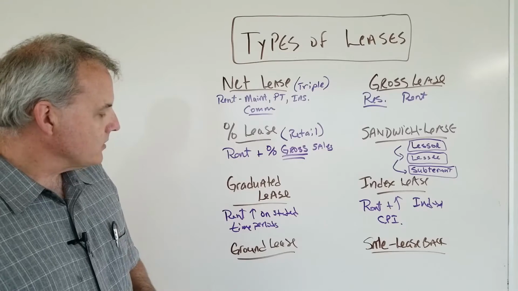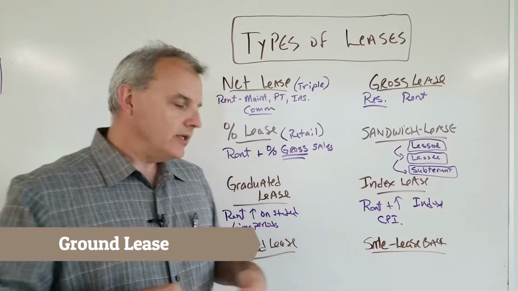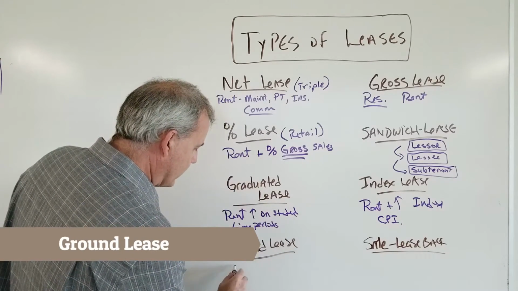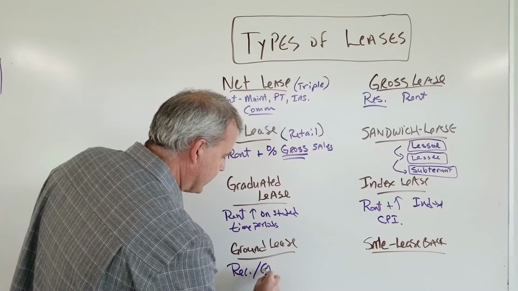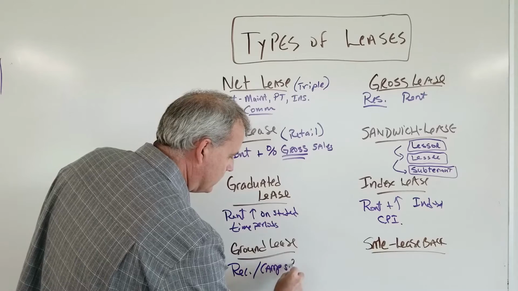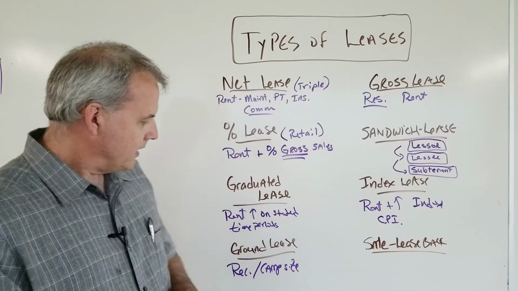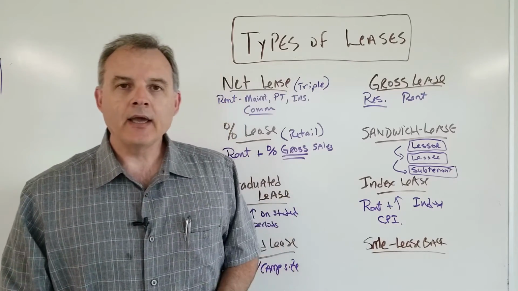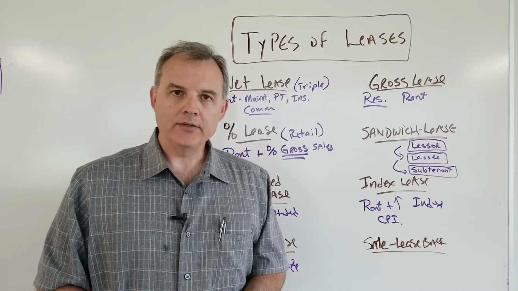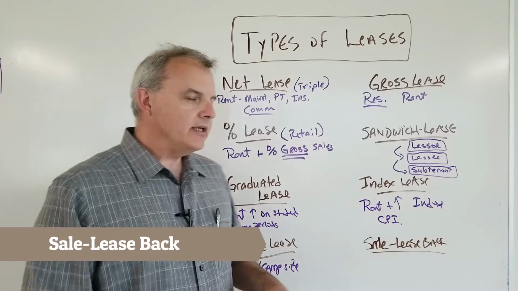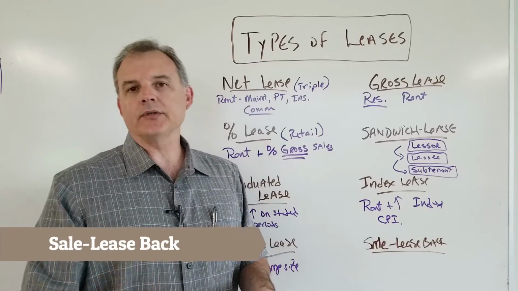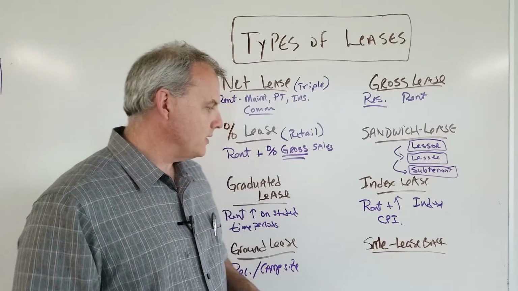And then the last two, ground leases. Ground leases we typically see in recreational or campsites. So if you have a camper and you want to rent out a pad at a campsite, that's where we'd see a ground lease. All right, and then the last one is what we call a sale-leaseback. Sale-leasebacks aren't that common, but there's still something you need to know for your real estate licensing exam.